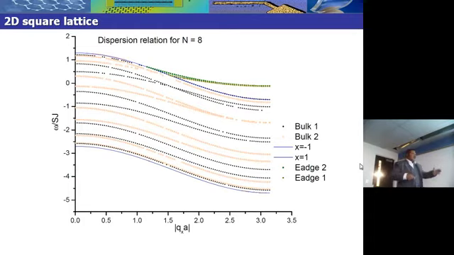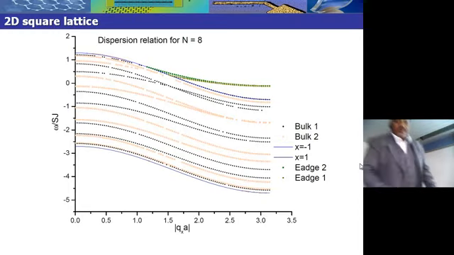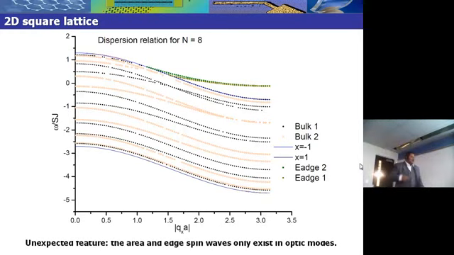One of the very important results is the basic physics behind it: we have unexpected features, in which the area and edge spin waves only exist in optical modes. It means that we don't have acoustic modes, which we usually find in systems like that. This may enable us to find more interesting physics for the two-dimensional square lattice.